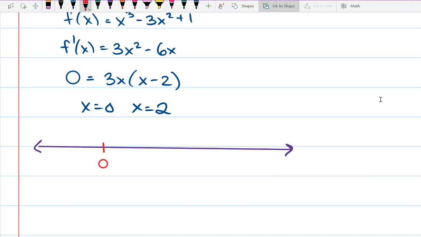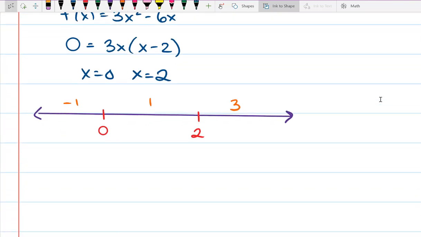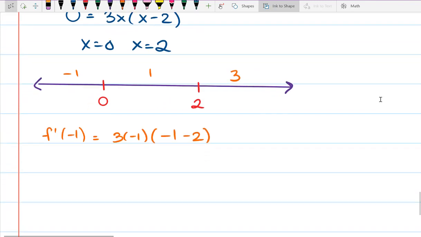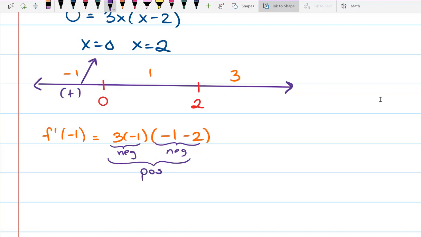What you need to do is write out our conclusions, and that is the evidence. So our critical values are 0 and 2. So I need to pick some values on either side of those. So I'm going to choose negative 1, 1, and 3. And we're going to plug those into the derivative to determine if it's increasing or decreasing. So f prime of negative 1 is going to be 3 times negative 1, negative 1 minus 2. And you can actually work this out. This one's not that bad, but I'm going to stick with my method. This is negative. This is negative. So the whole thing is positive, which means the function is increasing.